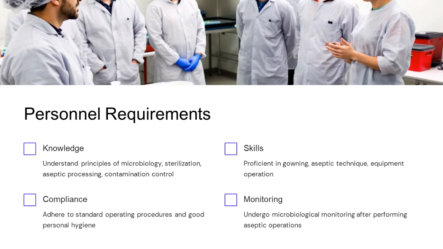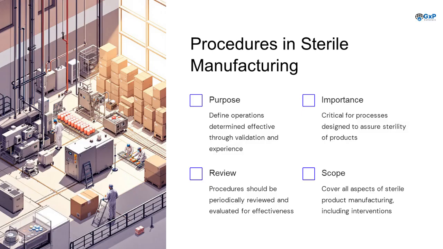Personnel requirements include knowledge of microbiology, sterilization, aseptic processing, and contamination control. They must adhere to standard operating procedures, be proficient in aseptic techniques, and undergo microbiological monitoring after aseptic operations. Procedures in sterile manufacturing define operations determined effective through validation and experience. They are critical for ensuring the sterility of products and should be periodically reviewed for effectiveness.